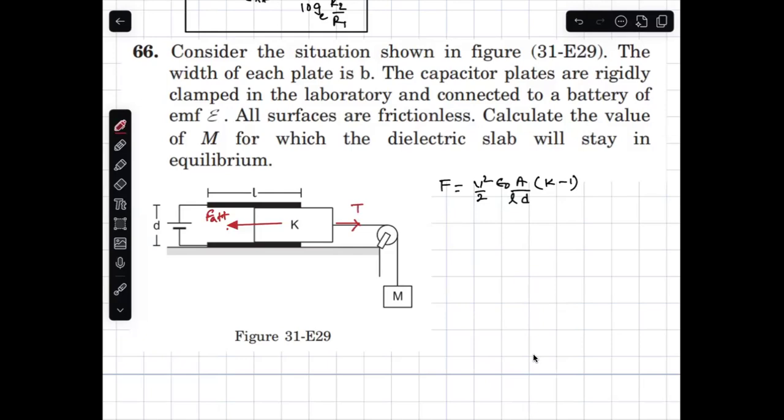Tension force, tension force, mg. So what is the condition for equilibrium? This should be equal to T. What else do you want? That's it. That is equal to mg. So calculate the value of m.